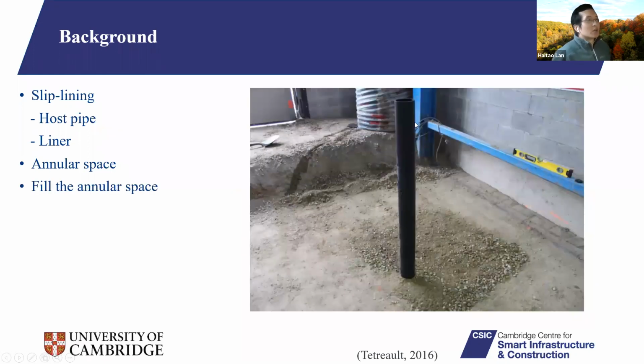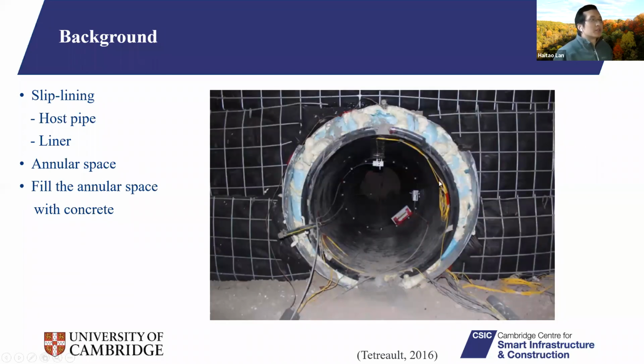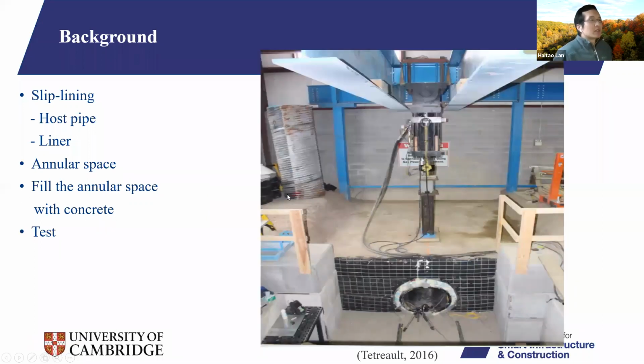So we install this grout pipe from the ground surface to the annular space, like people do in the field. And we fill the annular space with this concrete. And here, this is the end of the filling. So we can see these blue bags here. We just seal the one end. And we also install a lot of sensors to measure the liner and the host pipe behavior.